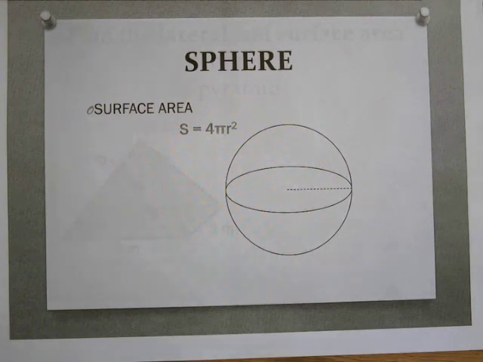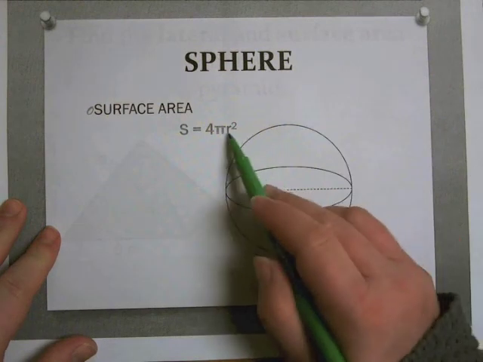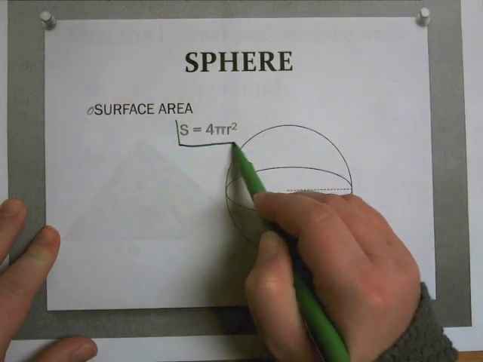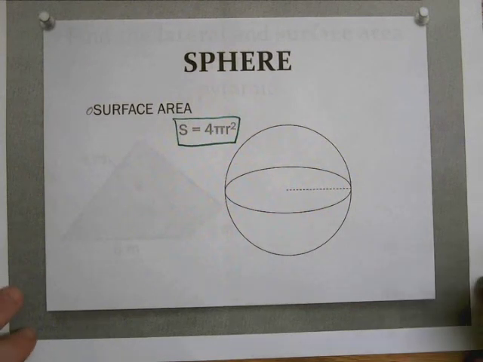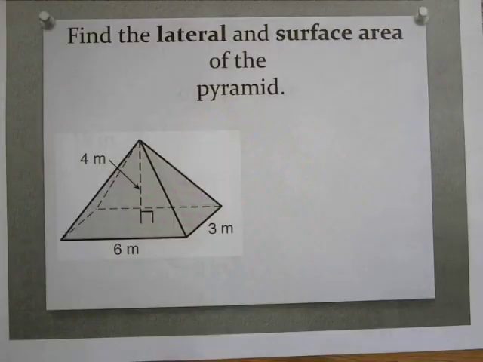And then finally, we have a sphere. Sphere is really easy to remember. All you have to do is take the radius, square it, times it by 4 and pi. So our surface area of a sphere is 4 times pi times the radius squared. All right, let's do some examples.